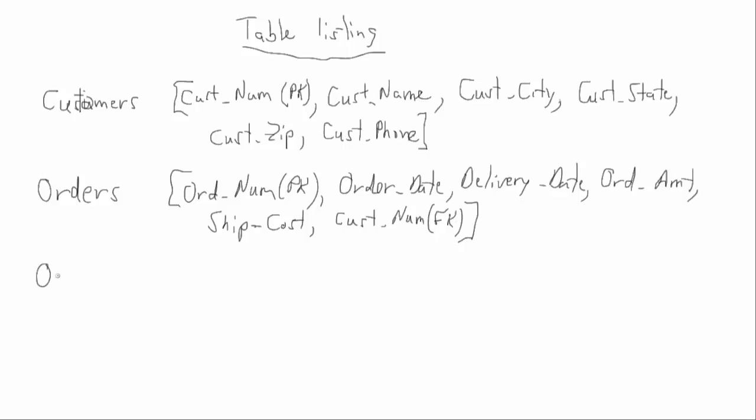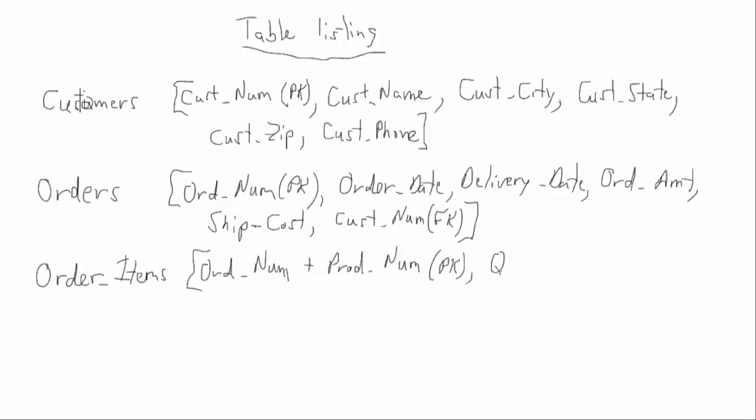So now we have order items. Basically, an order can contain multiple items. I might order 5 CDs from Amazon. So the order item is going to need a couple of pieces of information. I need the order number plus my product number to be my primary key. Then I'm going to have a quantity ordered and maybe a price.